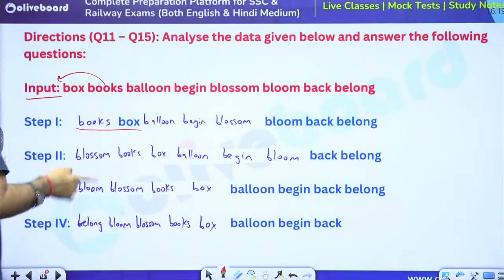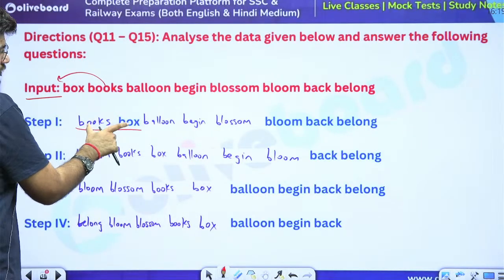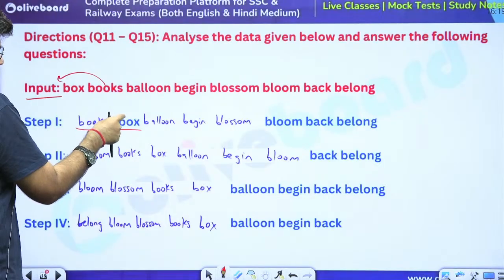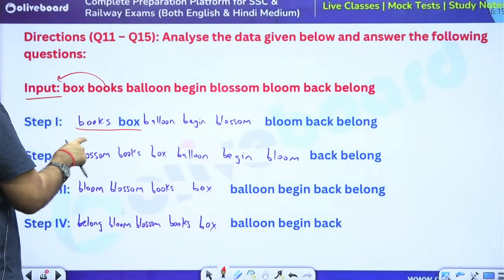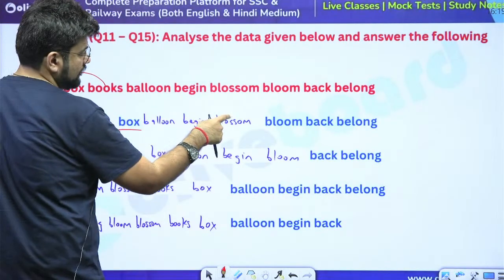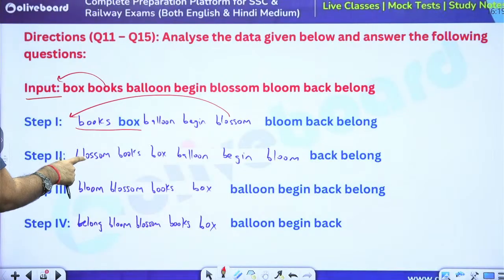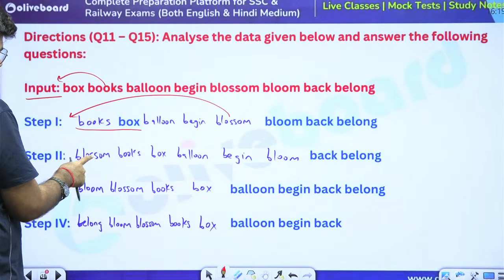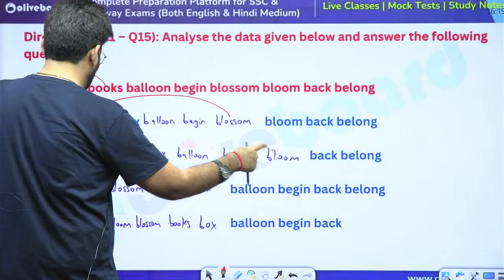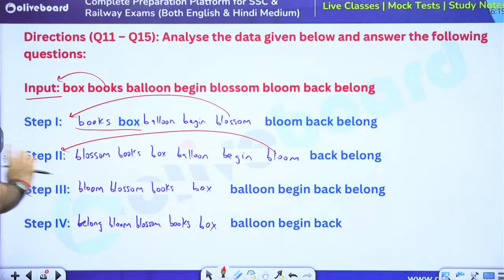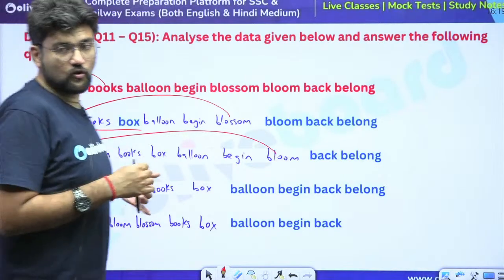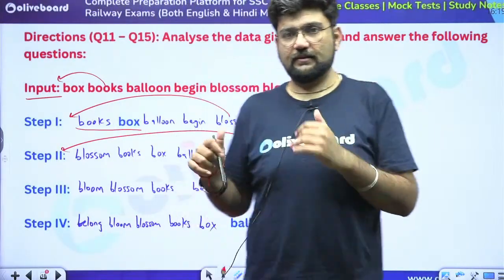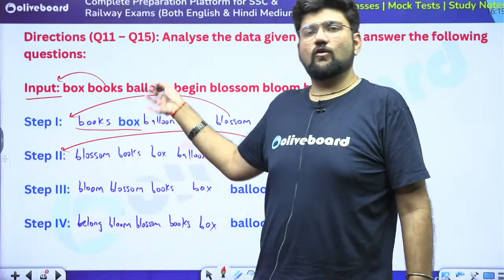In the next step, books and box are there already. Now before this, what is going to come? Before this, blossom is going to come. So blossom is picked up from here and it is coming here. Before this, bloom is going to come. So bloom is picked up from here and is going to come here. So in this step, that's what is happening. Simple. So reverse alphabetical arrangement is happening. The largest word is coming first, followed by the other words.